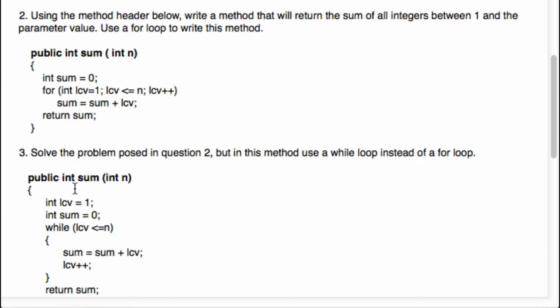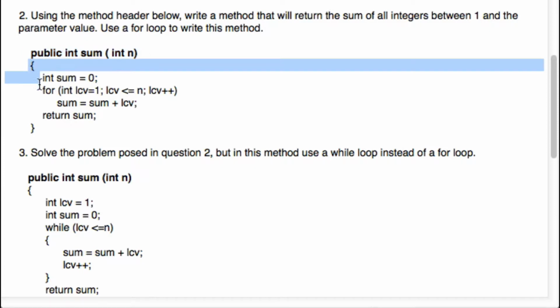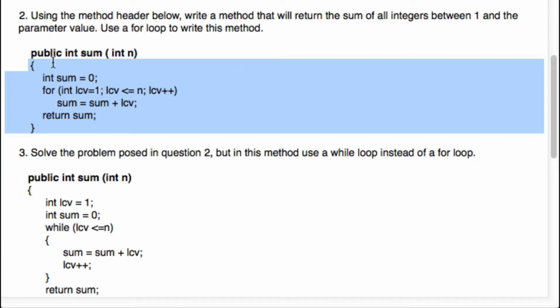Okay, here's another example. This one asking you to write a for loop. Using the method header below, write a method that will return the sum of all integers between 1 and the parameter value. Use a for loop to write the method. Now, it's common on the AP, and I will do this too, to give you the method header that you must use to write your method. So you don't need to write the method header again in your answer, although you certainly can. But what I need is what is the content that would be inside of this method, right?